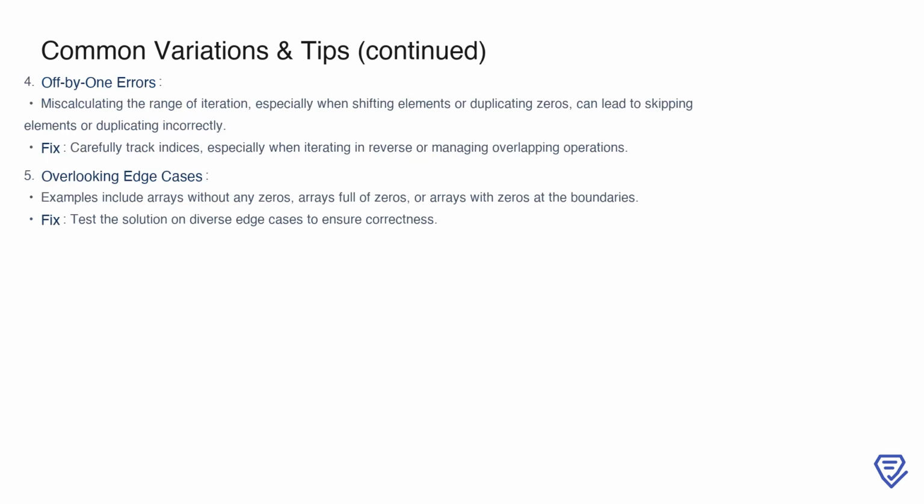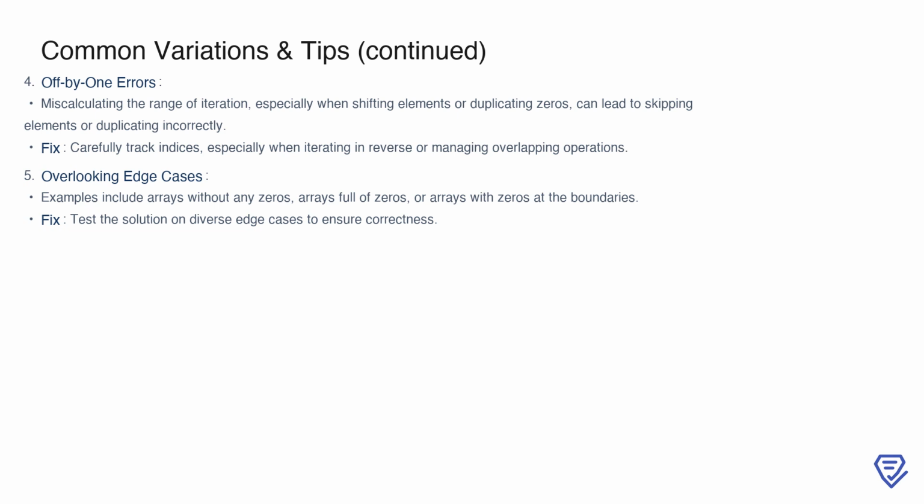Another issue you might encounter is off-by-one errors. These occur when you miscalculate the range of iteration, which can lead to skipping elements or duplicating zeros incorrectly. This is particularly tricky when you're shifting elements or performing reverse iteration. To prevent this, make sure to track your indices carefully and account for overlapping operations.